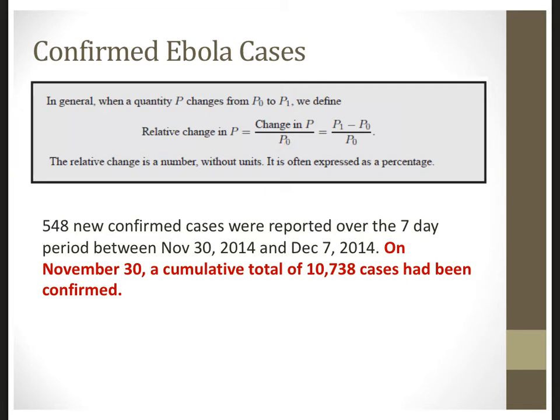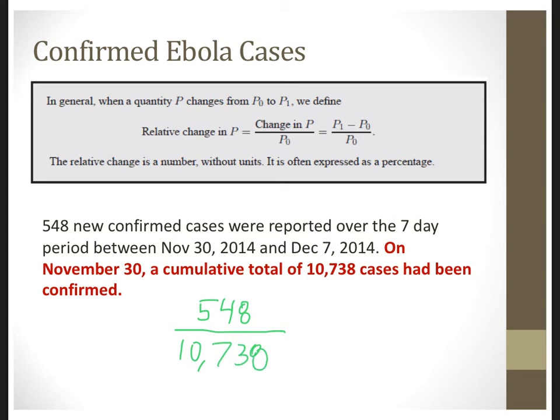So in the case of looking at the spread of Ebola from November 30th to December 7th, we started on November 30th with 10,738 confirmed cases. Over that course of the week, the change in the cases was 548. So this calculation for the relative change would be the change in P, which in this case, the change in the output, was the total number of new cases. So the cases increased by 548 compared to, well, how many cases were there at the start of that period?